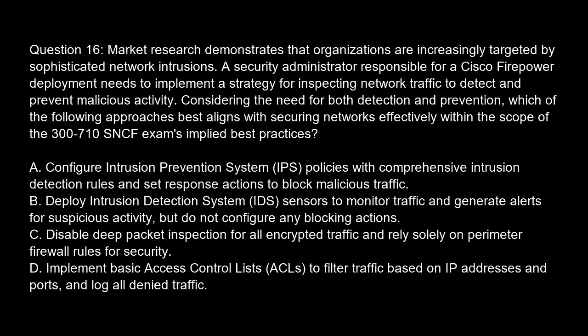Option A. Configure Intrusion Prevention System, IPS, policies with comprehensive intrusion detection rules, and set response actions to block malicious traffic. Option B. Deploy Intrusion Detection System, IDS, sensors to monitor traffic and generate alerts for suspicious activity, but do not configure any blocking actions. Option C. Disable Deep Packet Inspection for all encrypted traffic and rely solely on perimeter firewall rules for security. Option D. Implement basic Access Control Lists, ACL, to filter traffic based on IP addresses and ports and log all denied traffic.